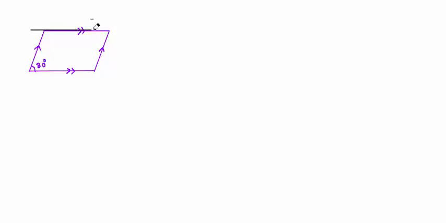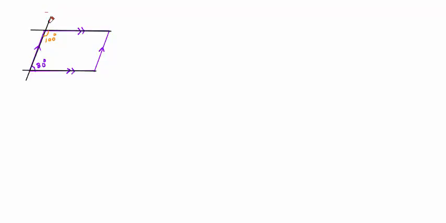And because this and this side are parallel, and this side acts as the transversal between them, this angle out here is nothing but the co-interior angle to 80 degrees, and we know that co-interior angles are supplementary. Therefore, the measure of this angle has to be 180 degrees minus 80 degrees, which is 100 degrees.